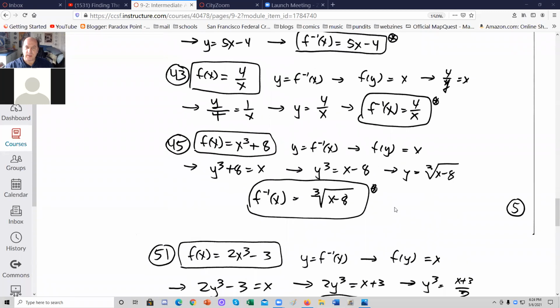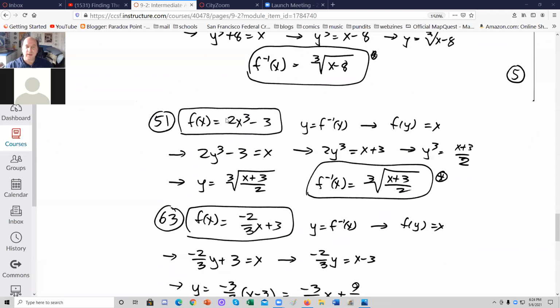Well, let's try this. f of x equals x cubed plus 8. Find the inverse. So y equals f inverse of x means f of y equals x means y cubed plus 8 equals x. All right, subtract 8. y cubed equals x minus 8. Take a cube root. y equals the cube root of x minus 8. So cube root of x minus 8 is the inverse function.